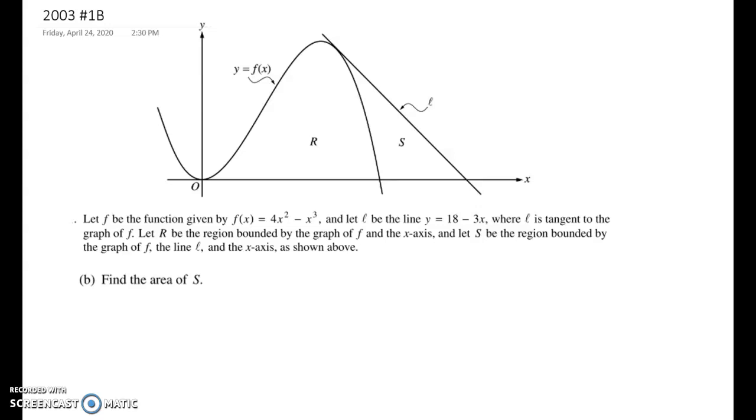Somebody asked about how to do 2003 number 1b. We're finding the area of the region S. And first of all, you're allowed to use this piece of information that they gave you in Part A. They gave you in Part A that the point of tangency is at x equals 3. Actually, we know more than that.